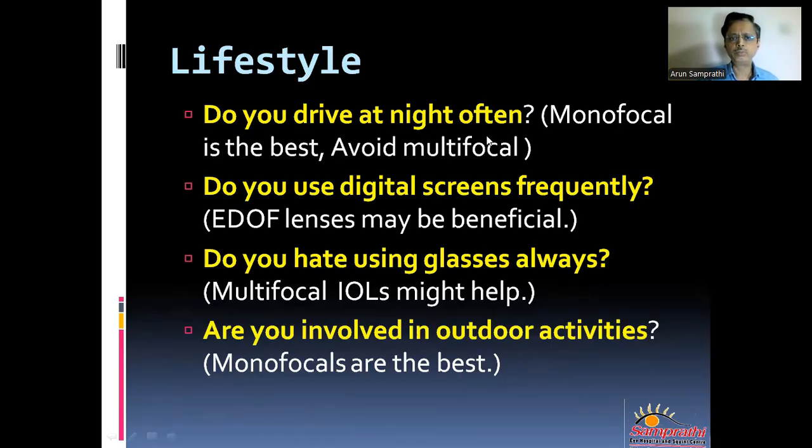For people who most often drive at night and have a very active lifestyle outdoors, monofocal is actually the best lens. It's better to avoid multifocal lenses because they cause a lot of glare and halos. Whereas if you're most of the time on digital screens, especially computers, or most of the time in intermediate vision, then the EDOF lenses may be a good compromise between the multifocal and the monofocal lens. And if you hate using glasses at all, then multifocal lenses, especially the trifocal lens, are very good. And if you're involved in outdoor activities, again, as I said, monofocal is the best lens for you.